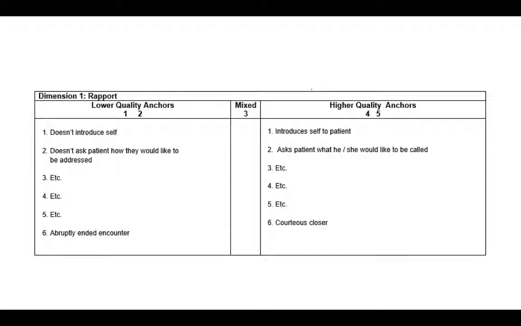On the right hand side, I list some of the positive higher quality dimensions, or rather anchors, that you would think about. So, for example, introducing self to the patient, asking the patient what he or she would like to be called, and I ended it on courteous closure. This is just an example of how you're going to build your rubric. Because it's a behaviorally anchored rating scale, you want the specific behaviors that you want the person using it, yourself that is, to take into consideration when coming up with the ratings.